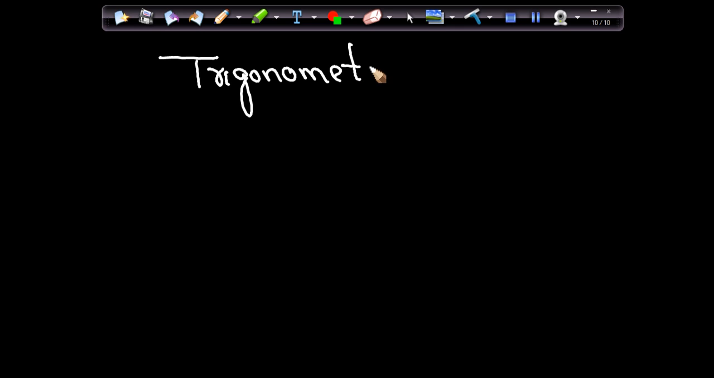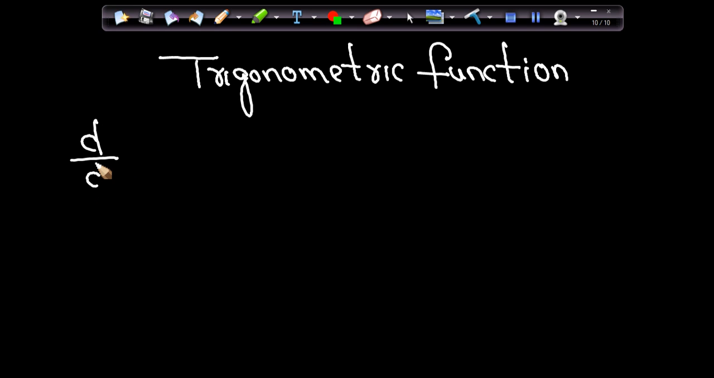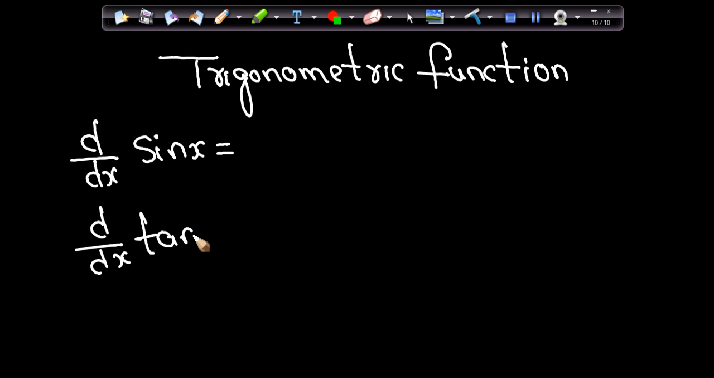Okay. What are the different trigonometric functions which you have learned in earlier classes? Please recall everything. I can derive the differentiation of each and every function, which can be taught later. So I suggest to remember the derivatives of these 6 trigonometric functions.